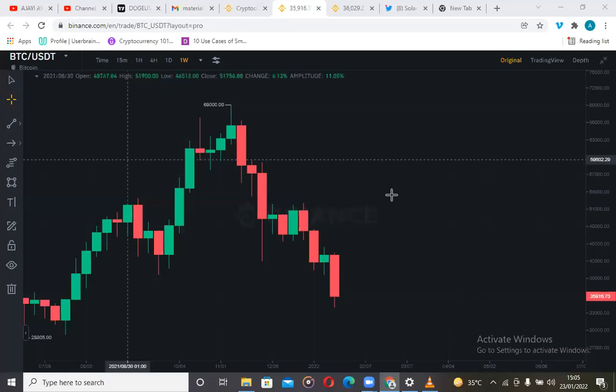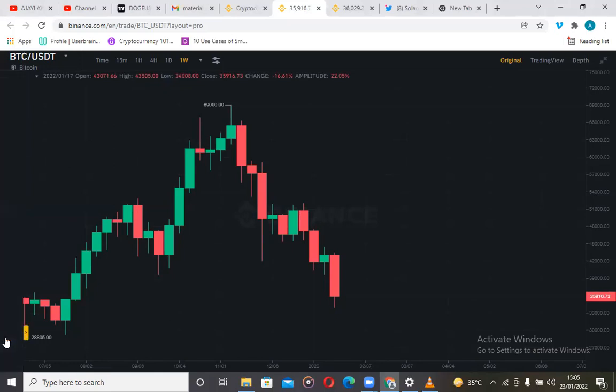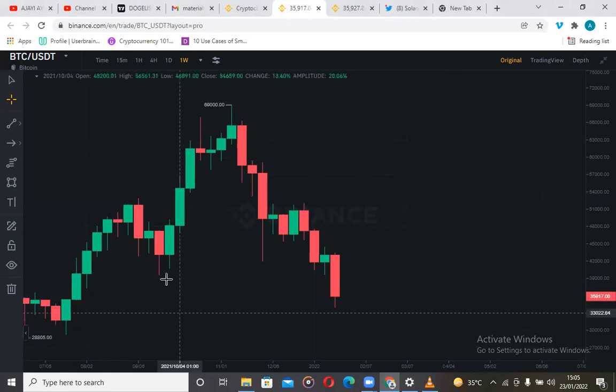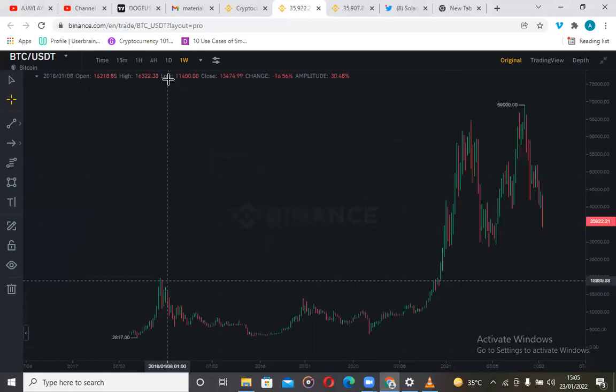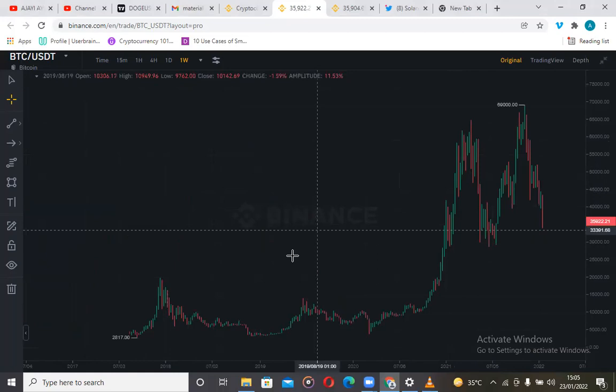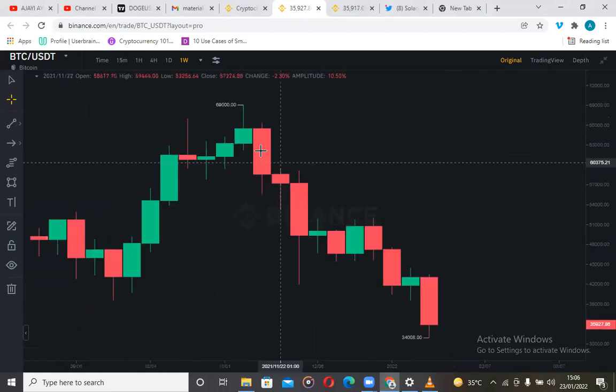Now, let me draw the trend line. You see this side. Okay, let's look for a trend, is it going up or is it going down? So before I continue, you see this is a 1 week chart, right? It shows that each candlestick forms for 1 week. Now let's go for the 1 day chart. You see it is different from this one.